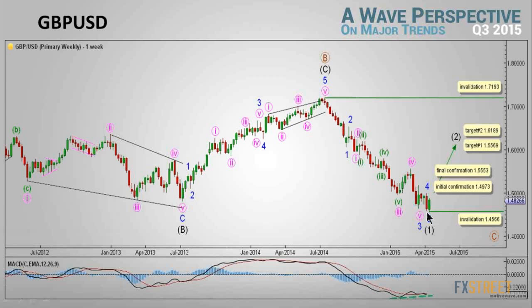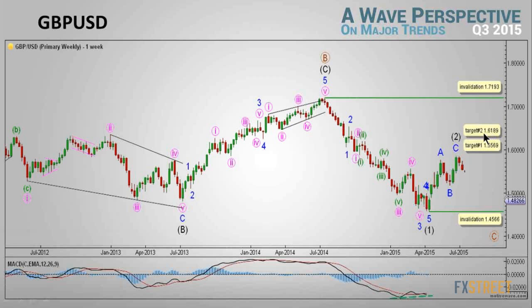We expected cable to also reverse directions and move toward the upside with a target at 1.5569, and the second target is at 1.6189. We mentioned this is to be expected only if cable unfolded above its confirmation point. Once its confirmation point was reached, cable unfolded upwards, reaching and exceeding its first target and fell short of its second target. Now, let's see what we should expect from cable for the rest of this year 2015.